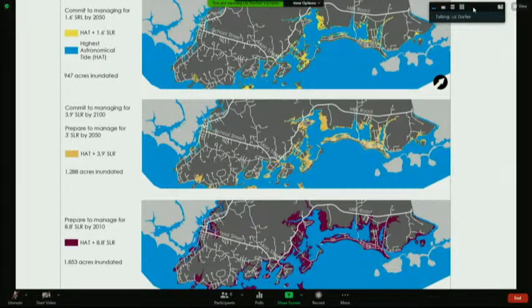That's a good question. It is, I would say, pretty close. I used the municipal boundary. So the highest astronomical tide plus 1.6 feet of sea level rise is clipped to the municipal boundary. And that aligns pretty well with the high tide, but I could get those numbers too.